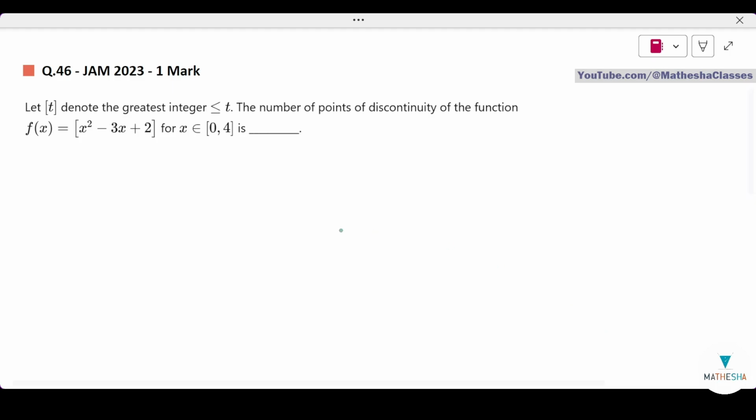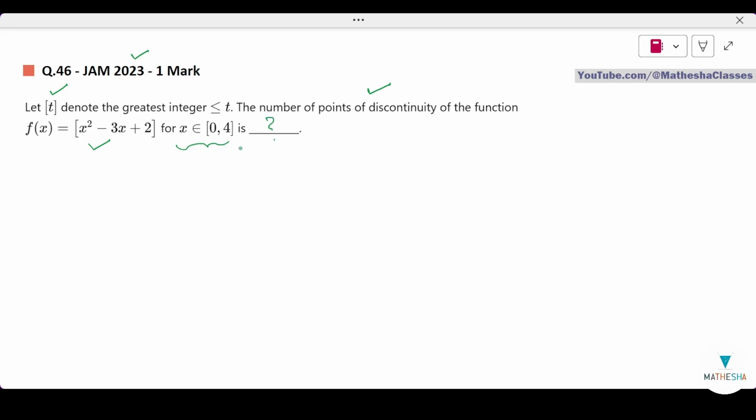Next question from 2023. Here it is asked to find the points of discontinuity of a certain function. What is the question? Let box of t denote the greatest integer less than or equal to t. The number of points of discontinuity of the function f(x) equal to box of x square minus 3x plus 2, for x between 0 and 4, is what? You have to find that.